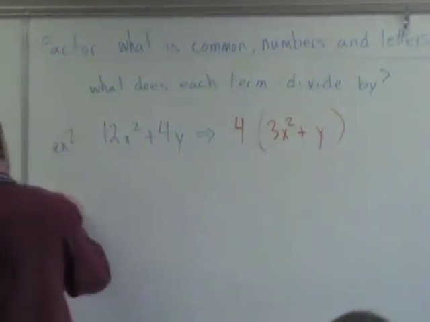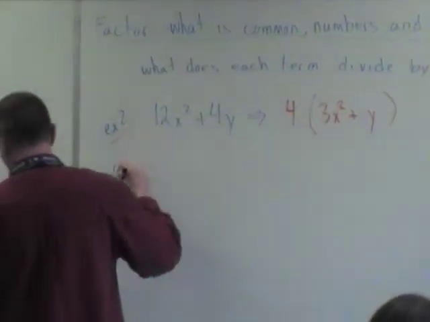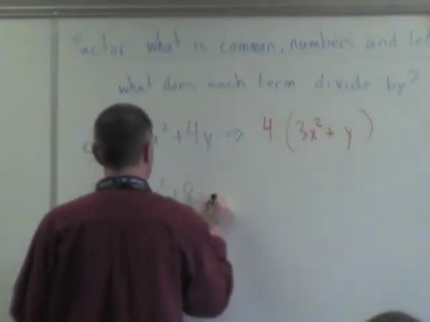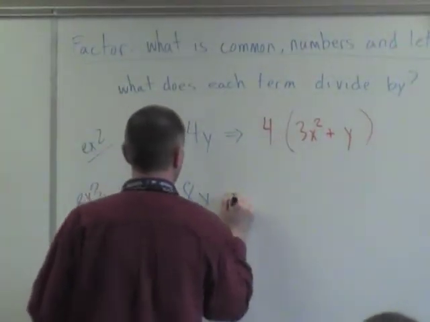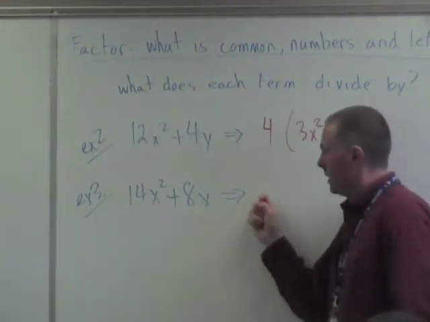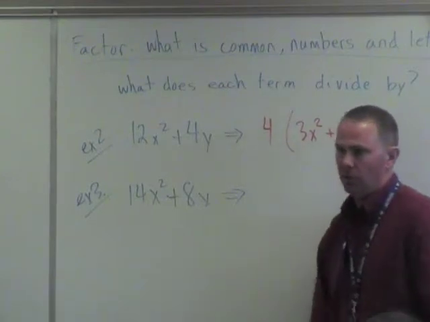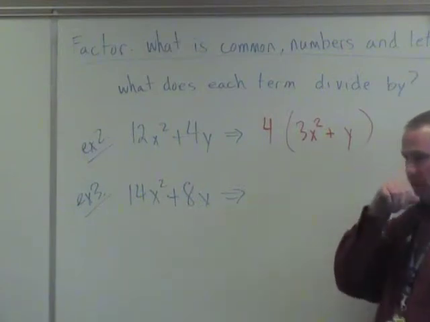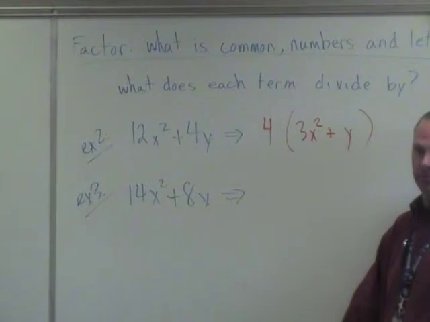Example 3. Let's see if you can do this one without me. 14x squared plus 8x. Go ahead and get the greatest common factor, and then show me what's left in the parentheses. And again, this is all manipulation, guys. Manipulating what it looks like.